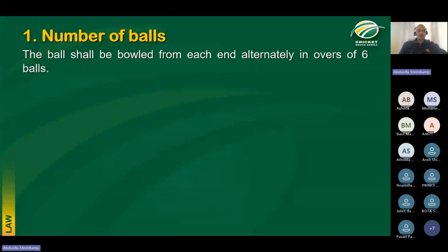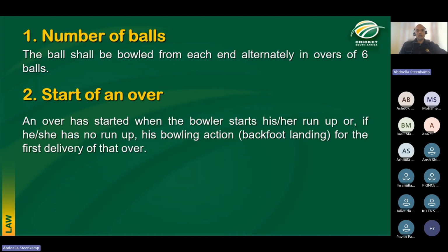When it comes to the over, the law wants each over to be bowled alternately. You cannot have two overs from one side and two from the other side. You'll have an over from the north end, another one from the south end, then back to the north end. So when does an over start? An over starts as soon as the bowler begins his or her run-up. As soon as that bowler takes that first step, that is when the over starts. And if the bowler doesn't have a run-up, as soon as that back foot lands.